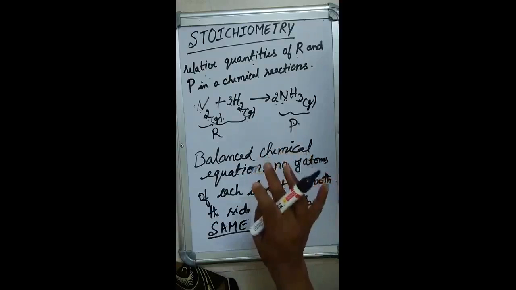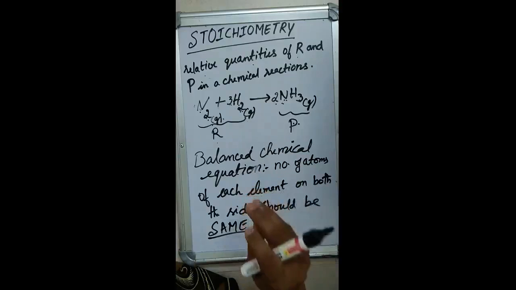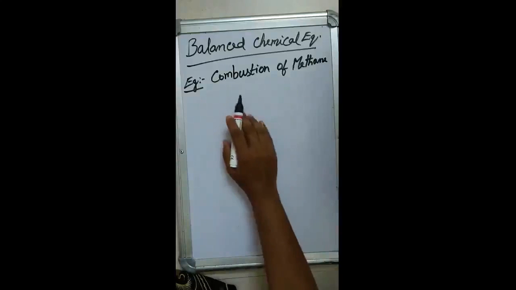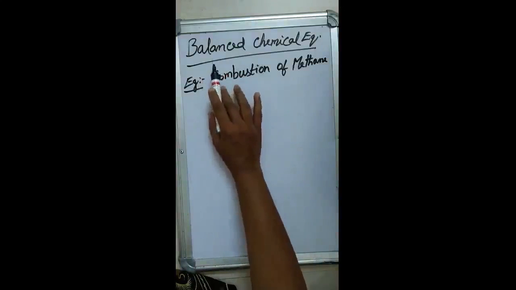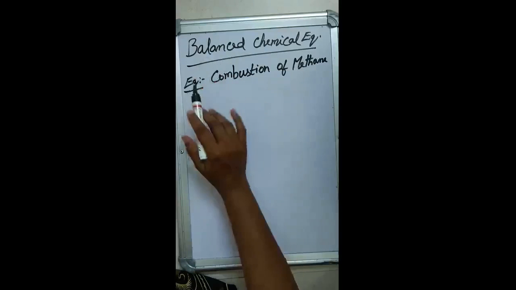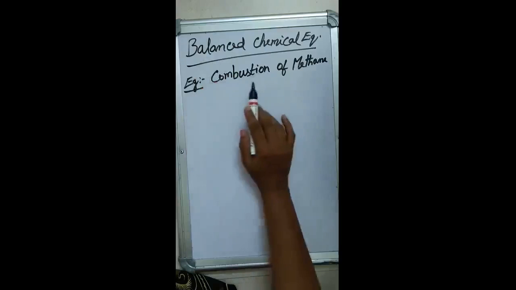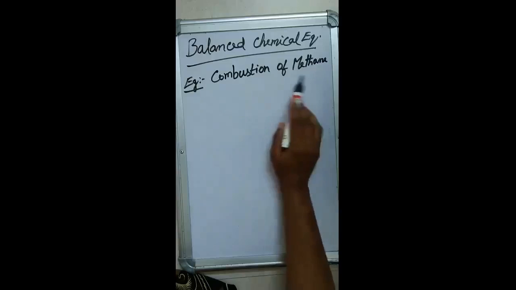Now, based on the stoichiometry, I'm going to do a few problems. These problems are very important for the sake of the exam. Before calculating the problems, I will give a few more pieces of information about balanced chemical equations. Okay, how to write an equation. Example, suppose a question is asked: write an equation for the combustion of methane. Now how should it be written?